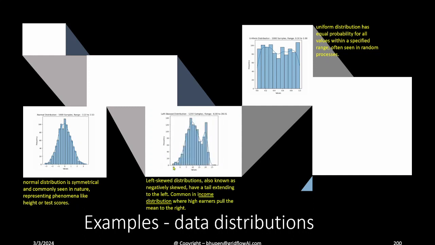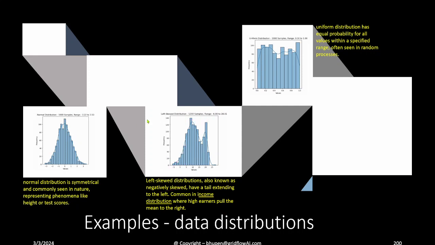The next one that we see commonly is left skewed data. That means the values on the left-hand side, and some values might be present on this side. This is also called negatively skewed data, and it has a tail extending to the left. For example, income distribution, where high earners are typically very few, and most of the earners are on the average side. So this side could be your high earners.